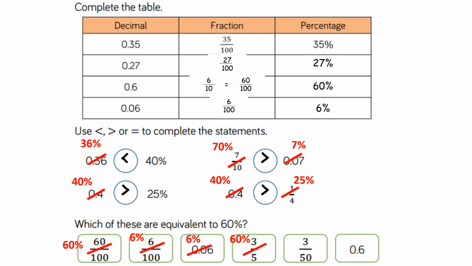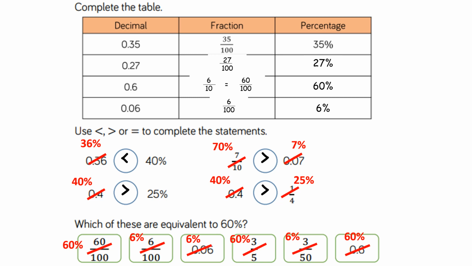3/50ths. What have we done to our 50 to get it into 100? We've times it by 2. So we must do the same to the numerator, which is 3. So 3 times 2 is 6. So it's 6 out of 100, which is 6%. And then we've got 0.6, which if you look at that 6, it's in the tenths column. So it's 6/10 or 60 hundredths. So that one is also 60%.